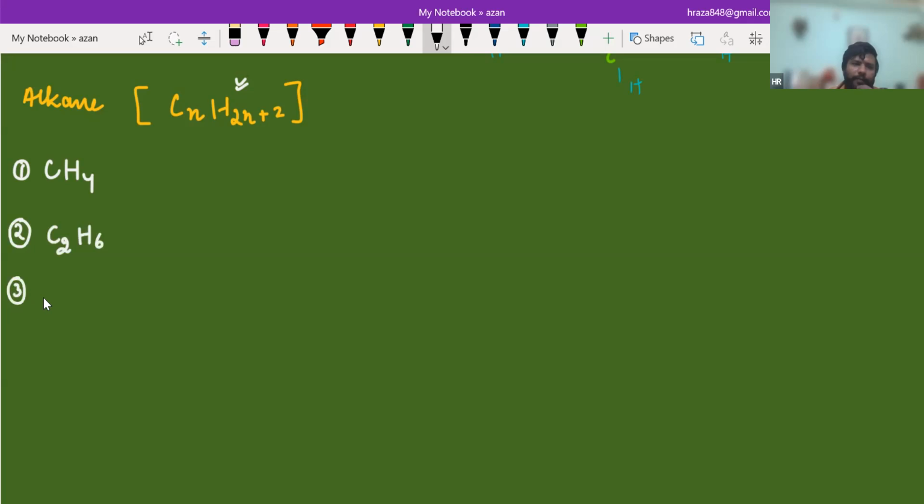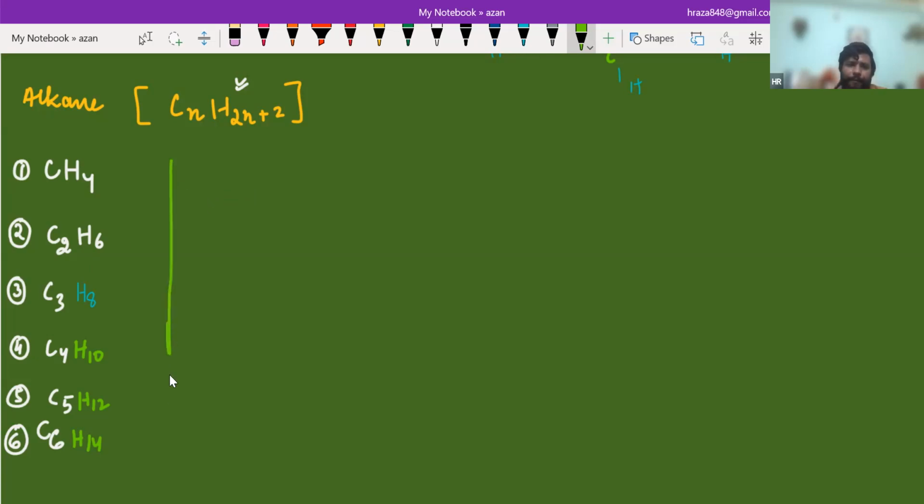So can you write it for 3 carbon, 4 carbon, 5 carbon, 6 carbon? You know what you need to do. It's very simple. For 3 carbon, hydrogen will be double the number of carbon plus 2, that is 8. Now 4 carbon, double plus 2, that will be equal to 10, and here it will be equal to 12, and here it will be equal to 14, because the number of hydrogen in an alkane will be double the number of carbon plus 2. Is that clear?